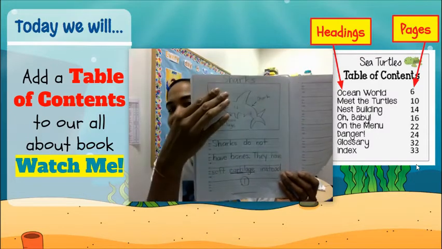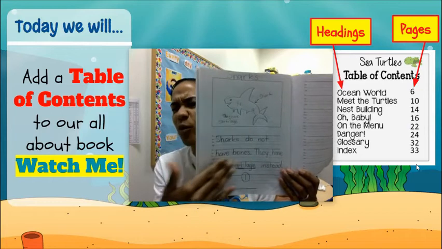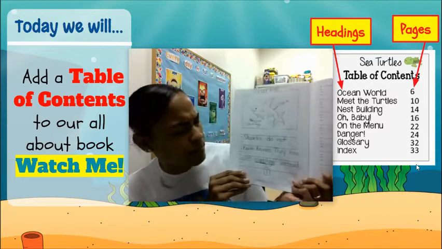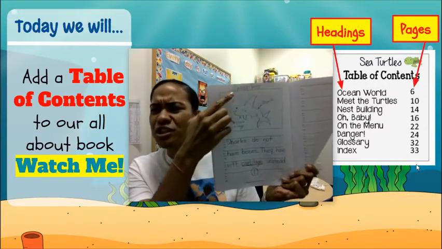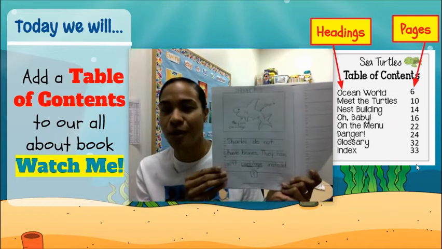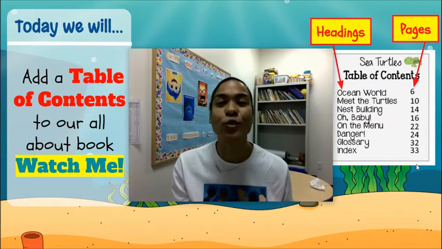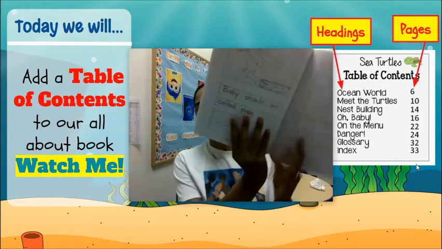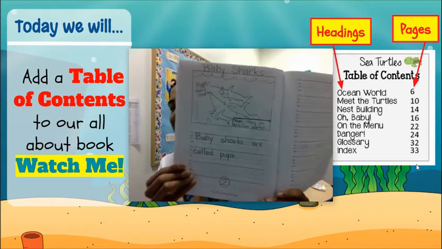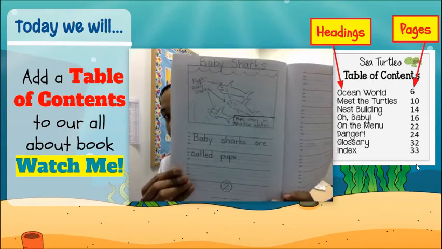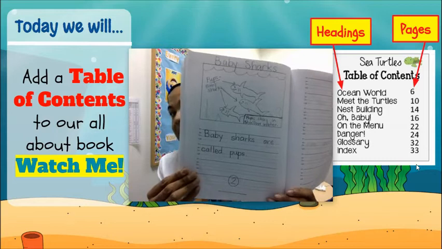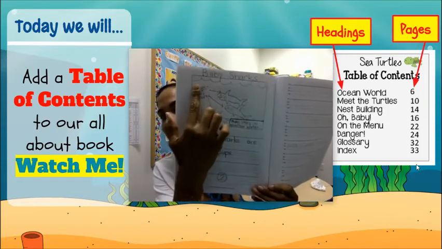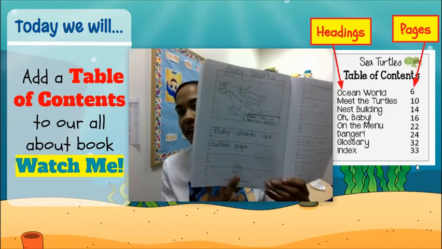Now, the reason I added sharks is because I wanted to start out with something very basic. This was something relating to sharks. I wanted to just label it sharks, nothing specific. Okay. Now, your headings are always going to match the writing on the page. Let's go to the next page. This is my other page. Now, I labeled this baby sharks because my writing is about baby sharks. Now, baby sharks are called pups. So that is my heading here. And I added a page number.